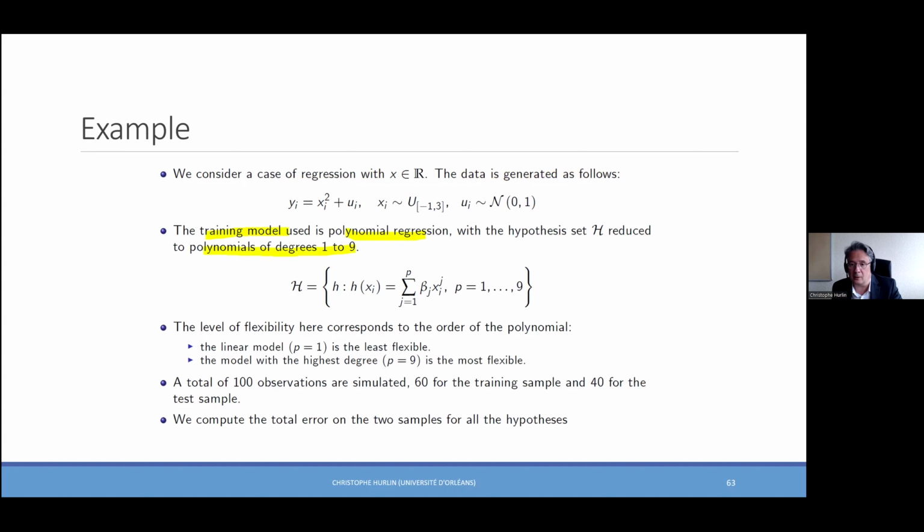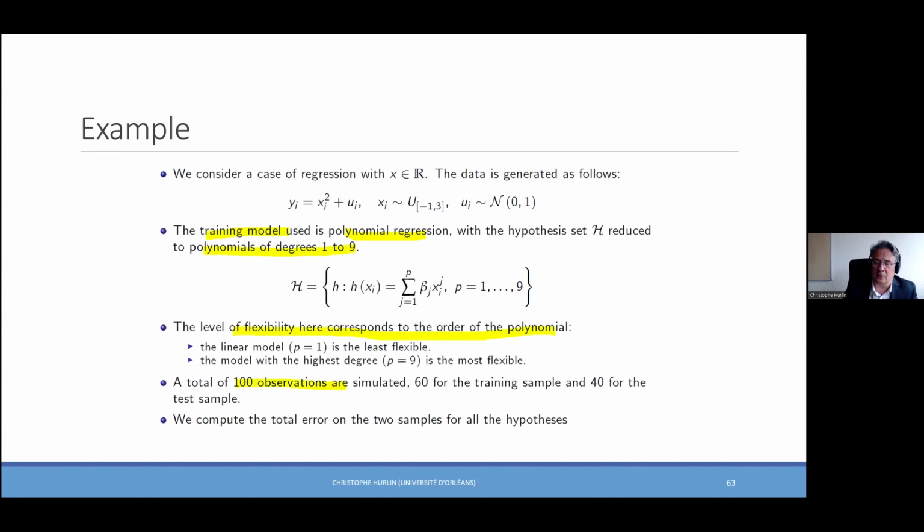So it's very simple. I will regress y on x, y on x and x squared, y on x, x squared and x to the power 3, etc., up to x to the power 9. So I have 9 models. The level of flexibility or complexity depends on the order of the polynomial. A model with a polynomial of order 9 is more complex than a polynomial model with order 3.